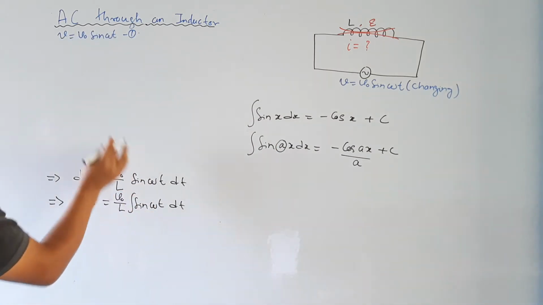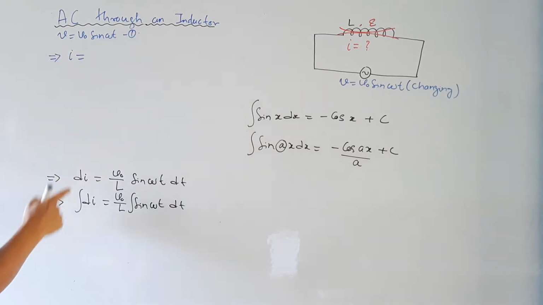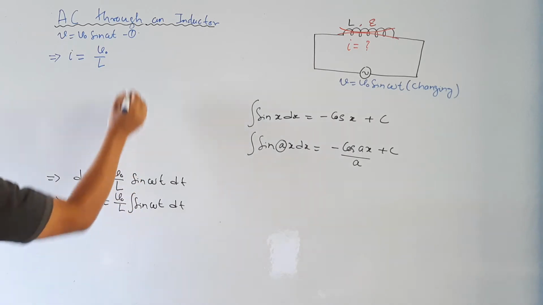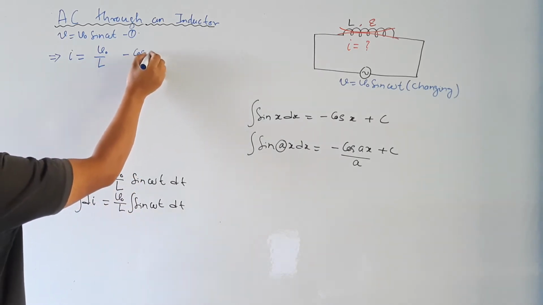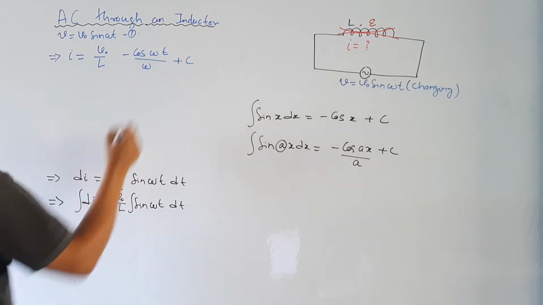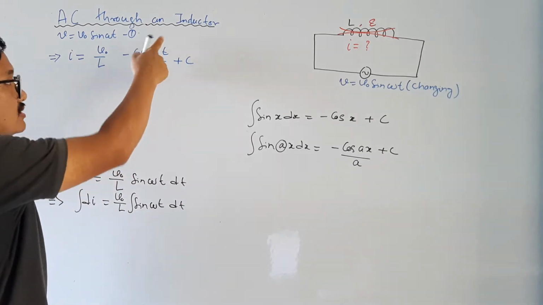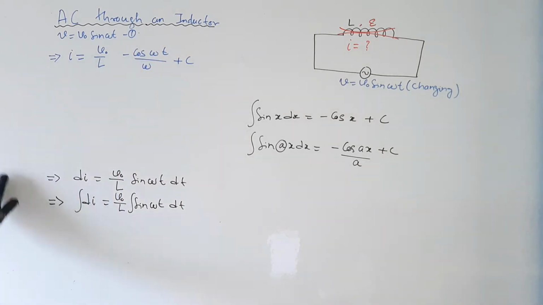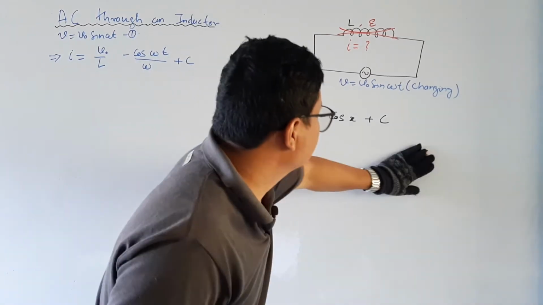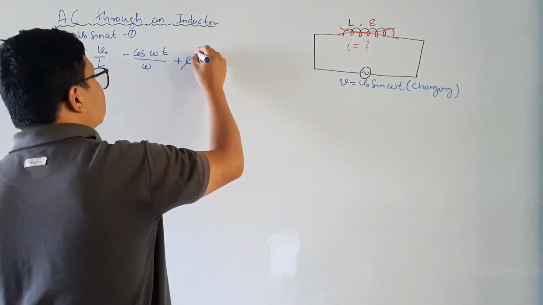So what will this become? This will become integration of di is I, which will become V0 by L, and this will become minus cos omega t divided by omega plus c. This a is constant and this omega is also constant, so it will come in the denominator. So what is c? c is the integration constant, and here this becomes 0.